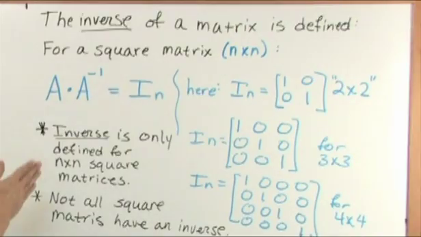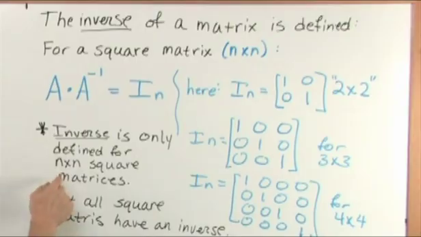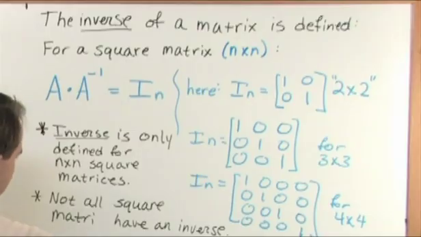So two things. Inverse is only applicable for square matrices. N by n just means same number of rows and columns. And not all square matrices have an inverse. Actually misspelled the word matrices here. Not all square matrices have an inverse, and we'll see why in a second.